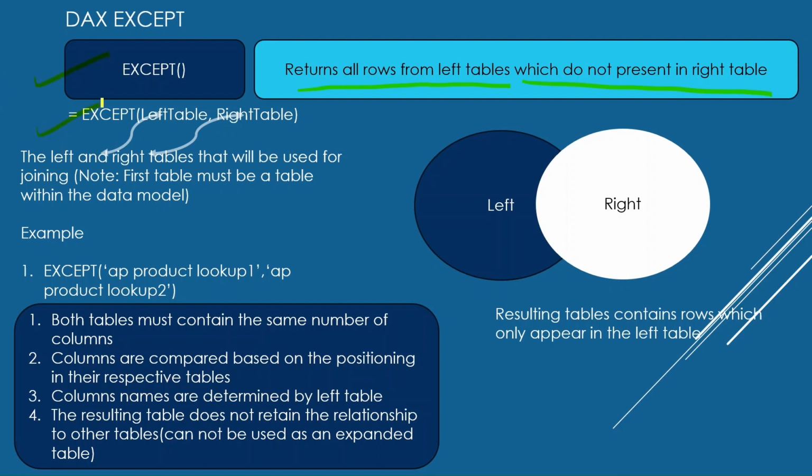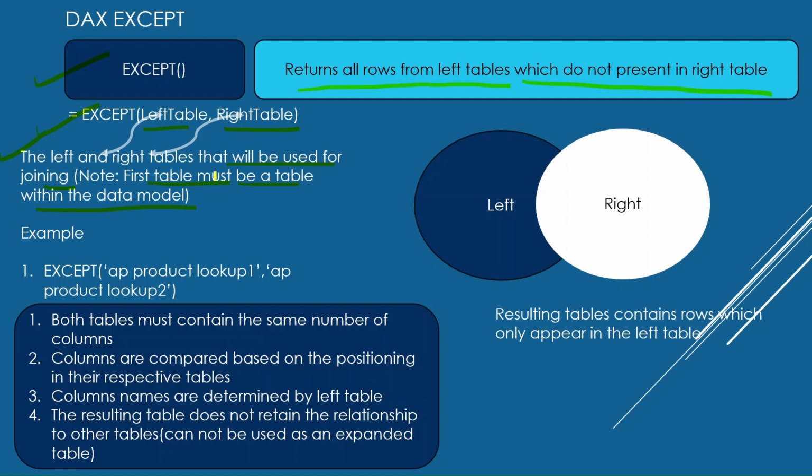So this is the signature of the EXCEPT function. This is the left table, this is the right table. So the left table and the right table are the ones we will be joining. The first table must be a table within the data model. So let's discuss this statement.